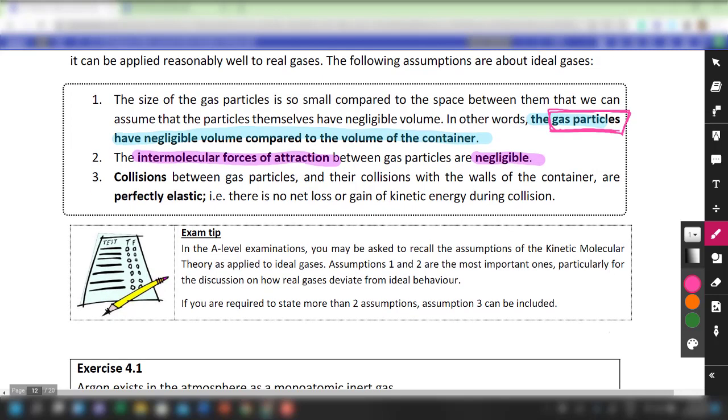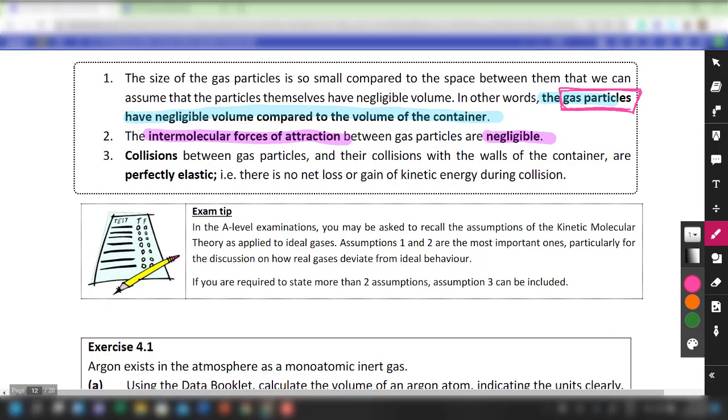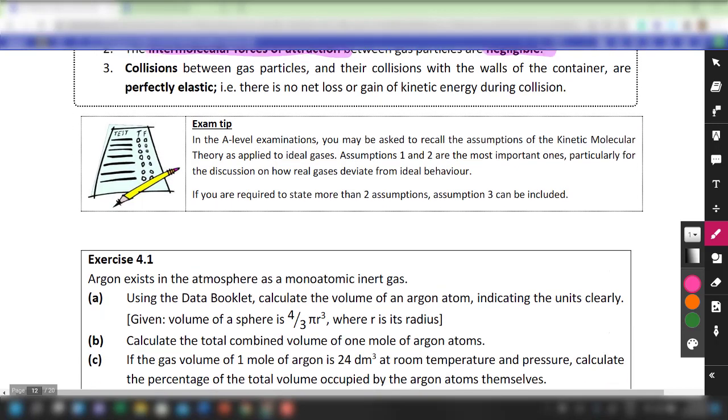Normally for A-level questions, they will tend to ask for only 2 assumptions, but some questions do ask for 3. If they do ask for 3, the third assumption would be perfect elastic collision between gas particles. So remember this, perfect elastic collision, which means no energy is lost in the process. Okay, I think we have an exam tip here. If you're asked to write 2 assumptions, you should write the first 2. If you're asked to write 3, then you can include the third one.